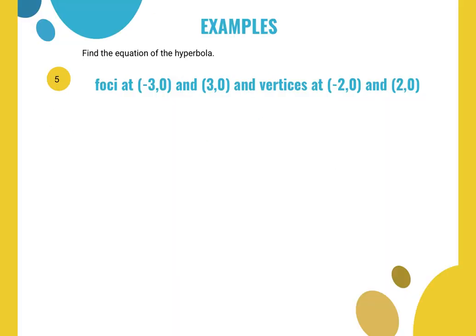All right, we start with example 5. It says, find the equation of the hyperbola, and we are given the foci and the vertices. So foci being -3, 0, and 3, 0 means I'm going to the left, and that's a focus, and I'm going to the right, and that's a focus. And that tells us a lot already. That tells us our center would be halfway between them. So the center is 0, 0.